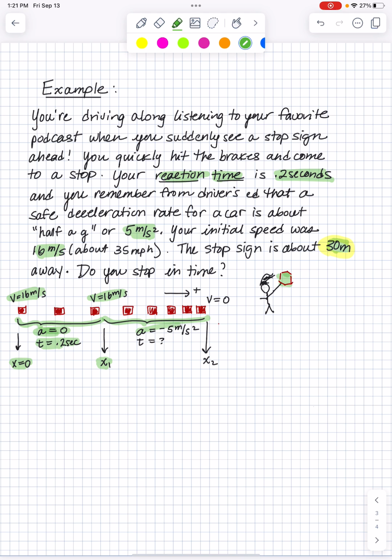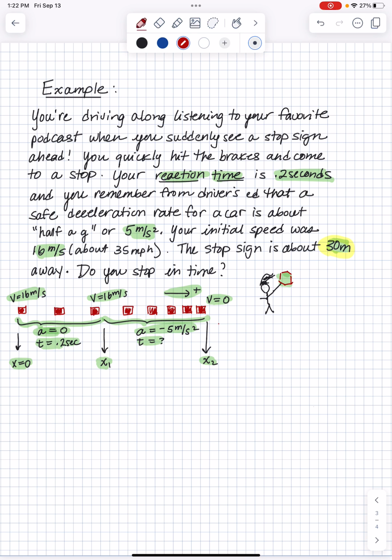I put the rate at which I'm slowing down, which we know is 5 meters per second squared, and I added a negative sign because I defined the positive direction as forwards, or as to the right. And since my velocity is positive, I know I'm slowing down if my acceleration and velocity have opposite signs, so my acceleration must be negative. My final velocity is 0 at location x2. So that's the whole problem, and I don't know the time for the second part of the trip.